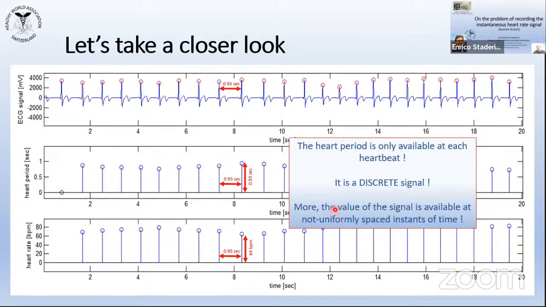So, in conclusion, we can say that the heart period is only available at each heartbeat. It's a discrete signal, but the value of the signal is available at non-uniformly spaced instants of time. So the problem now is how to create a heart rate signal which is available at uniformly spaced instants of time, instead of having the heart rate only available at each heartbeat. That's the problem we will face now.